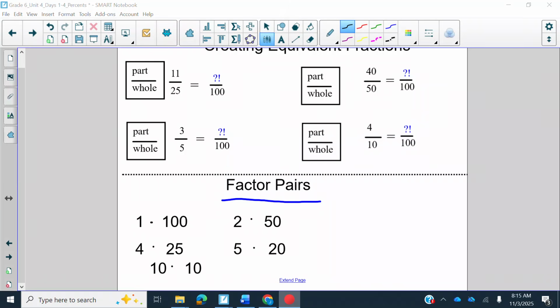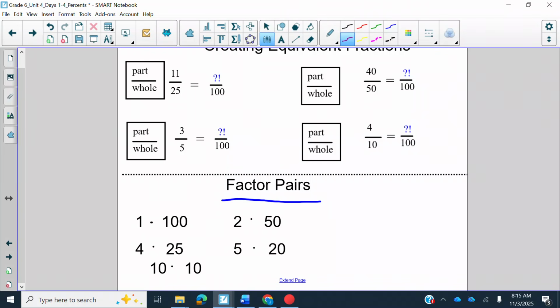Pause the tape now, copy down the factor pairs, and then answer those questions on your page. So basically what you're going to do is use those mini tickets and convert them out of 100. After you've done that, you can go ahead and unpause your screen.